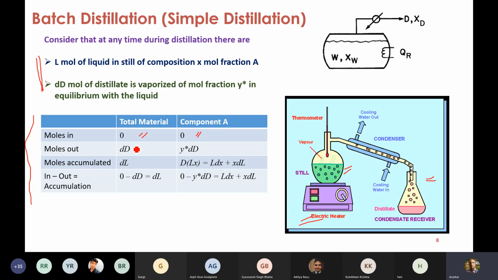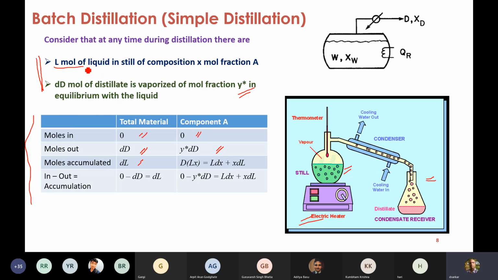So moles out, in terms of total mass, it is dD is out. And how much of component A is out? So that will be y star into dD. So y star is the mole fraction of A in the vapor phase that is in equilibrium with the liquid. That's why we put y star. So the moles of A out, right, y star into dD. Moles accumulated, dL.